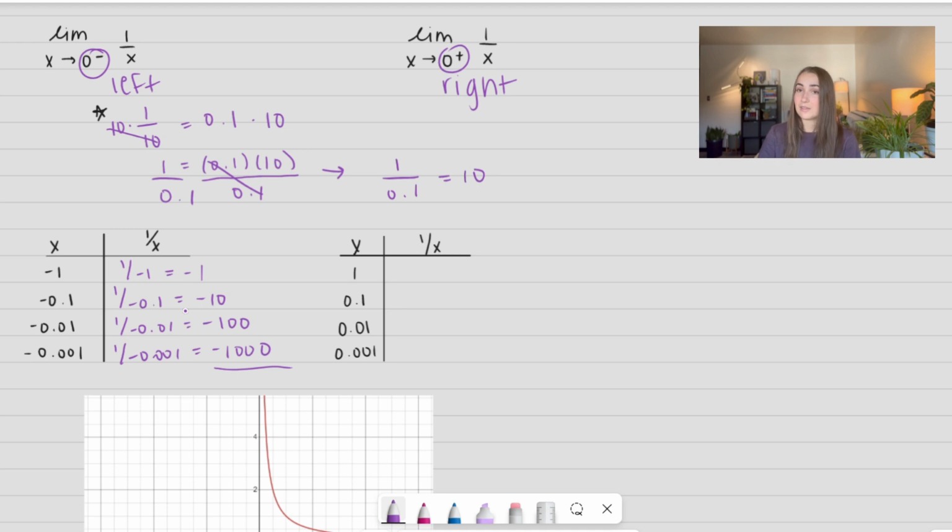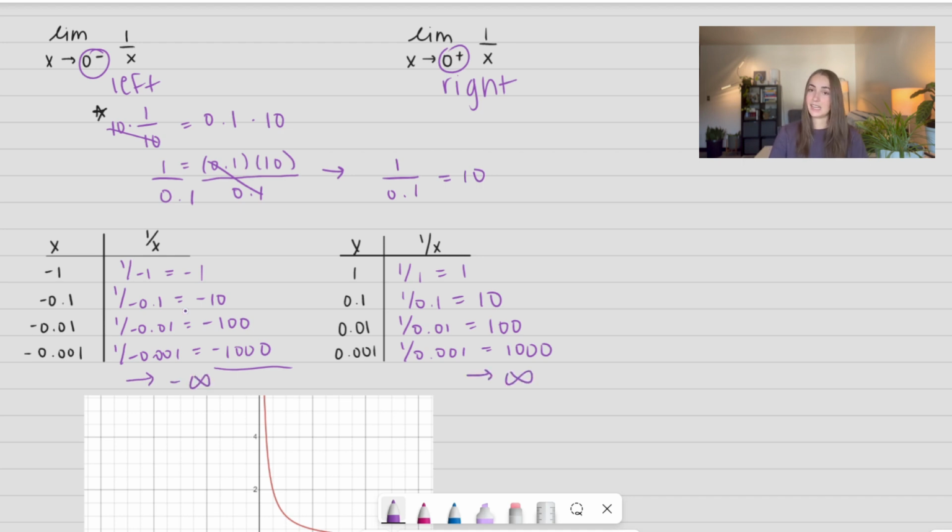Let's go ahead and look as we approach from the right. So I have all these x values approaching from the right side. If I were to take an educated guess, it looks like this one's approaching negative infinity and this side's approaching positive infinity. Let's go ahead and look at our graph and make sure.